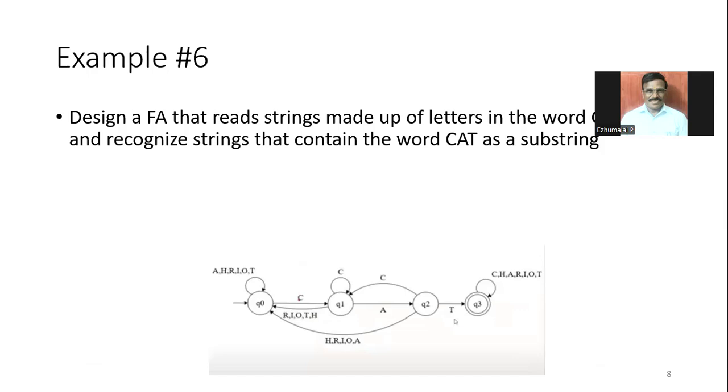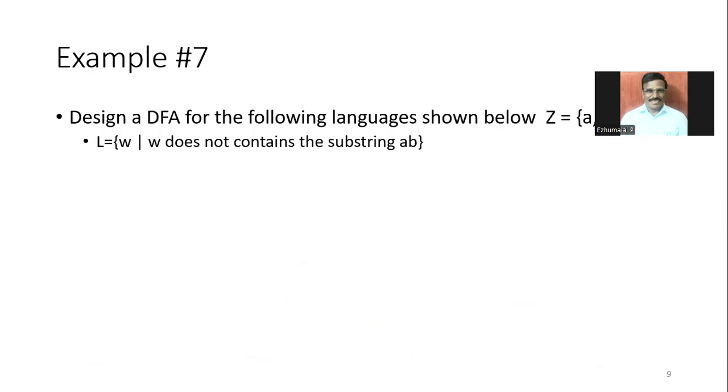So whatever input you are giving, if it contains the substring cat, it reaches the final state. If it does not contain the substring cat, it does not reach the final state. So if any string you give contains cat, it is the final state. This is an example for the substring cat.